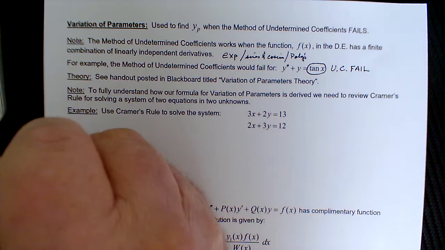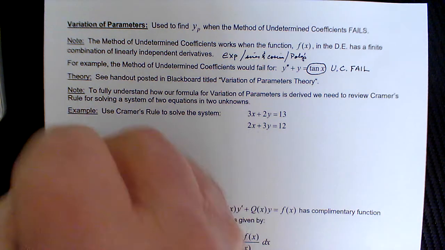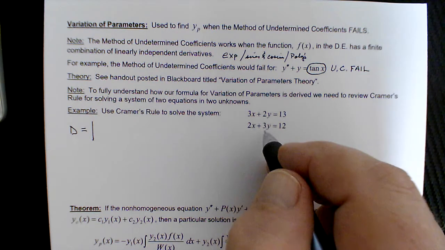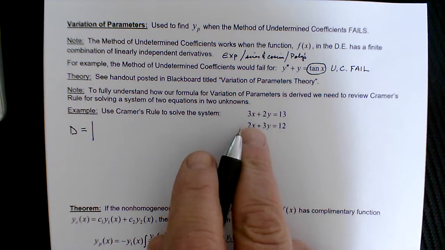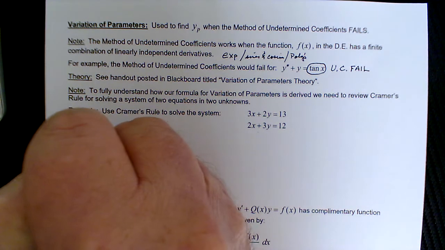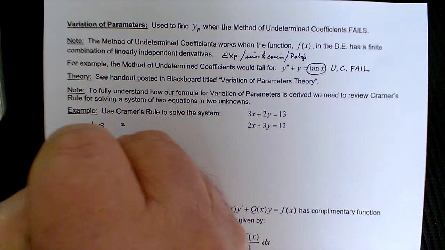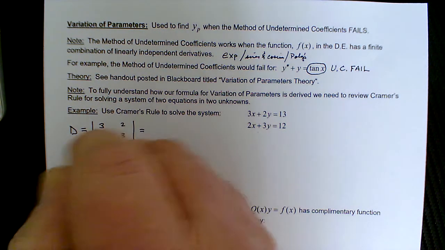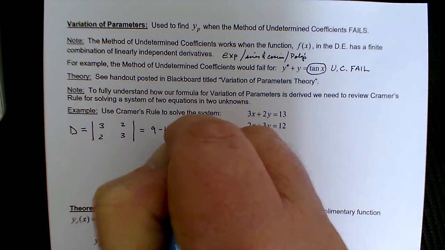Here's the easiest way to go about it. I'm going to call this D for denominator, and you basically just take the coefficients of the x and y variables when they're set up in this fashion, where you have x's and y's on one side and the constant terms on the other. So you just peel off their coefficients, 3, 2, 2, and 3. And then that's our 2 by 2 determinant, so we get 9 minus 4, or 5.